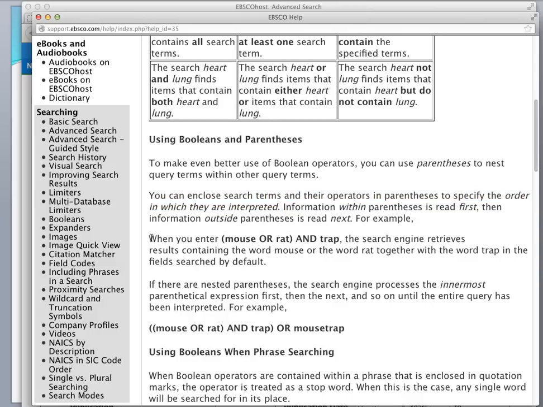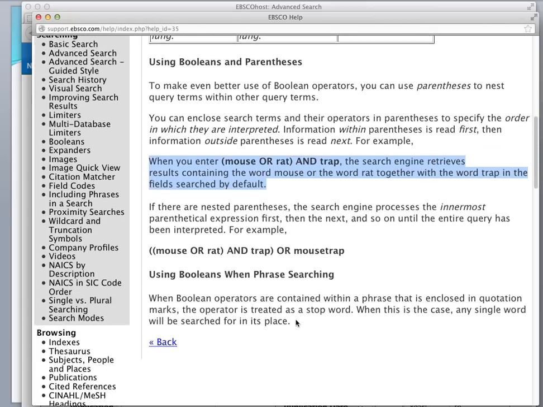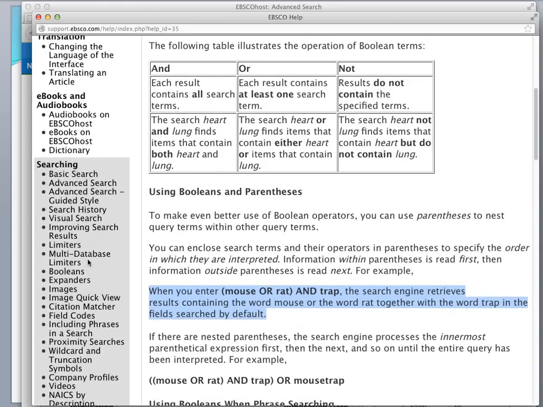When you enter mouse OR rat AND trap, the search engine retrieves results containing the word mouse or the word rat together with the word trap in the search field. So here we're telling the search exactly what we want to do. Okay. Now let me see what else we have.